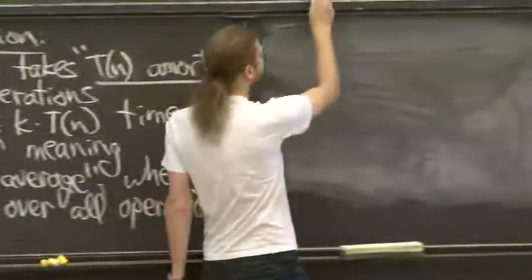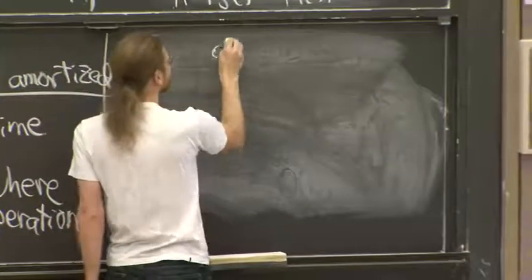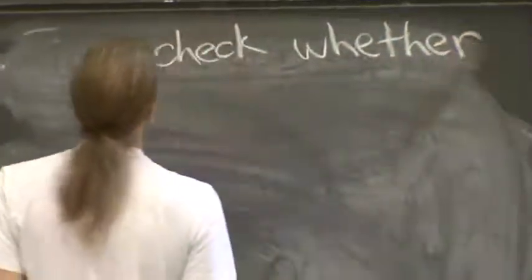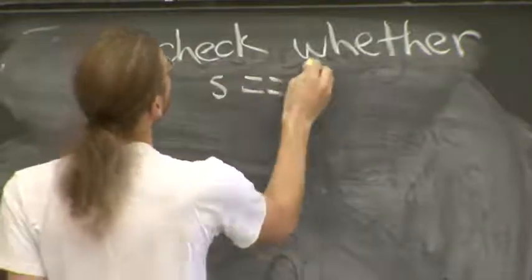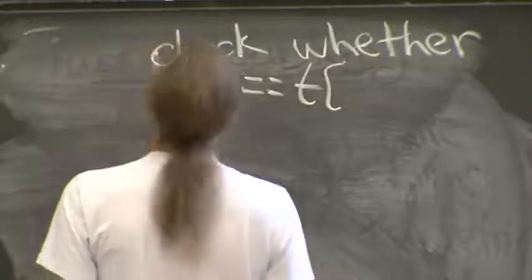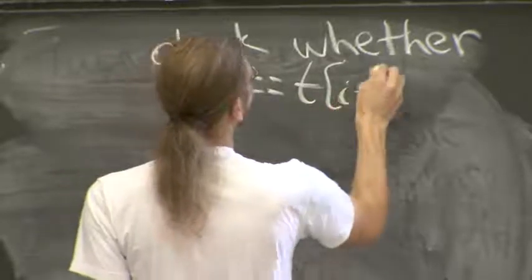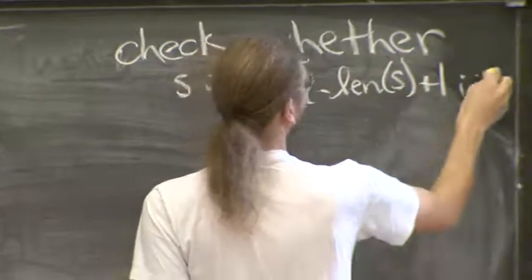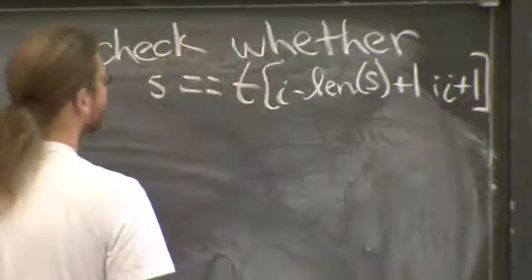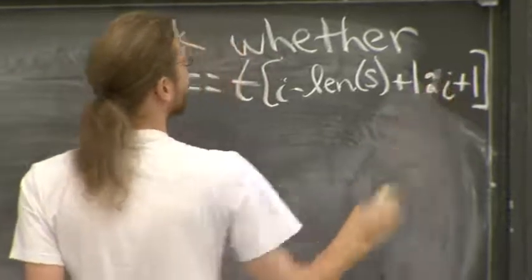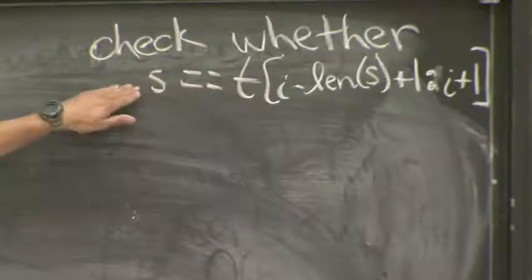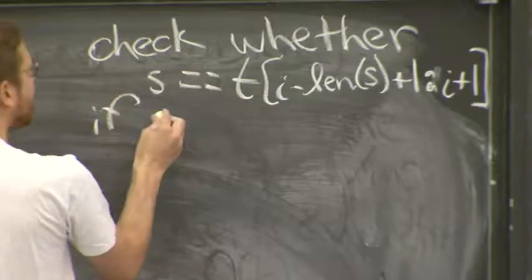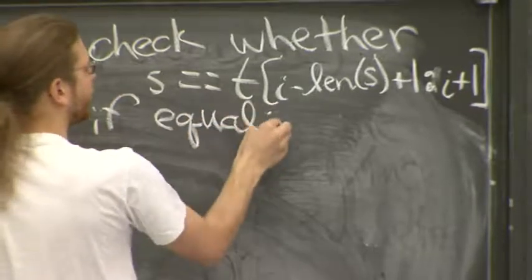So what we do in this situation is check whether, oh gosh, s equals t. I did it slightly less conveniently than before. It's like I minus length of s plus 1 to I plus 1. Oh, well, it wasn't very beautiful, but it works. So in this case, I'm going to check it character by character. Okay? If they're equal, then we found a match.